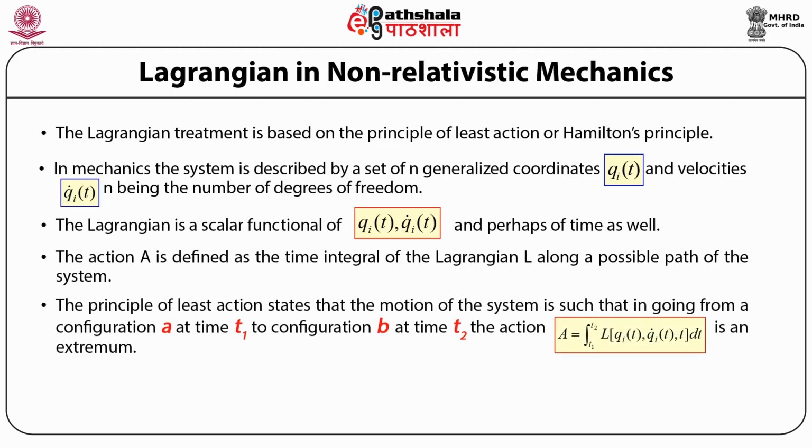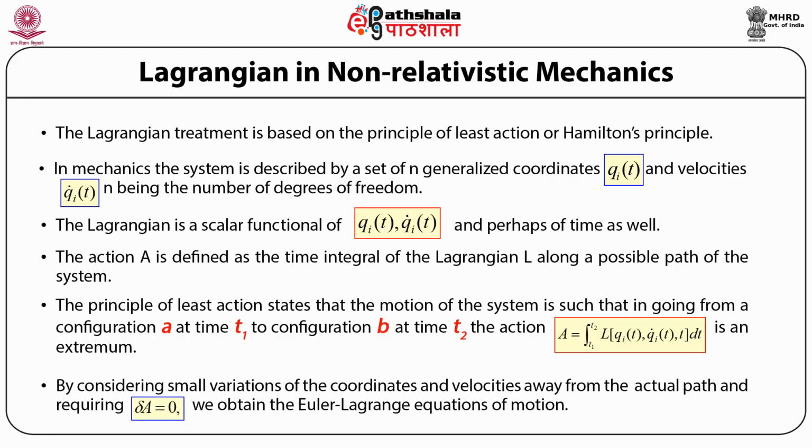The principle of least action states that the motion of the system is such that in going from a configuration A at time t1 to configuration B at time t2, the action A equals the integral from t1 to t2 of L(q_i(t), q_i dot(t), t) dt, which is an extremum.